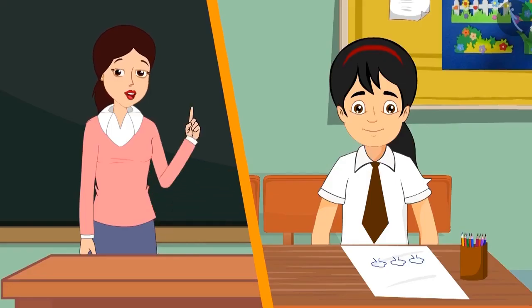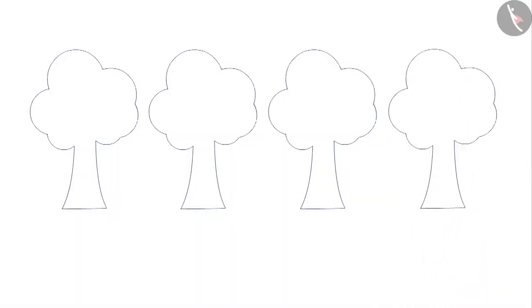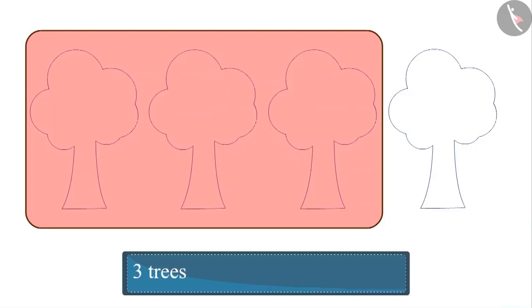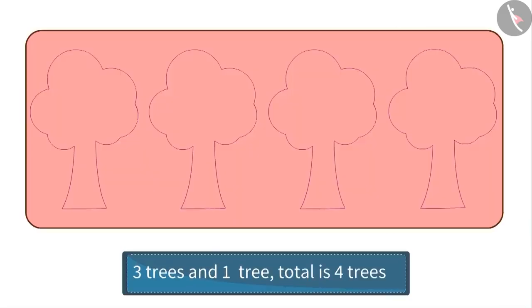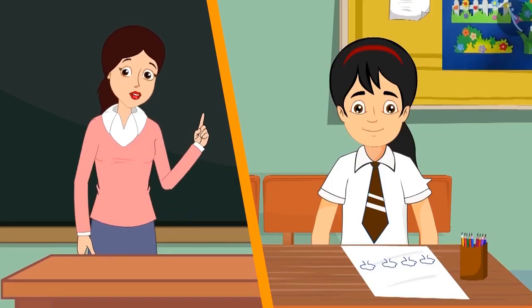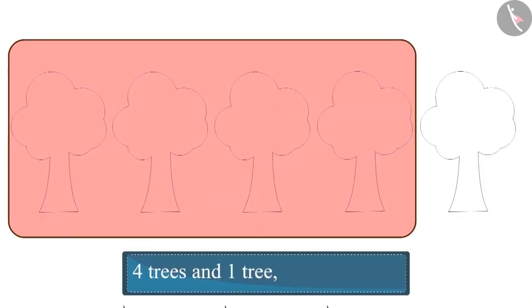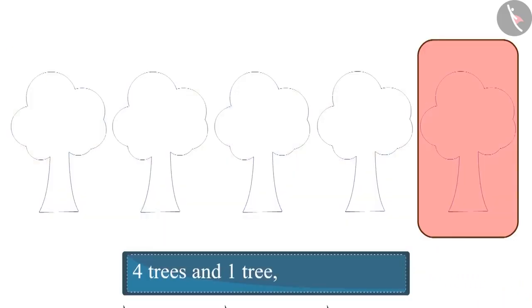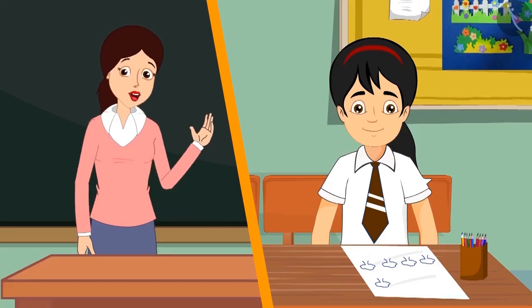Very good, Pinky. Okay, suppose I draw one more tree along with these 3 trees, how many trees will be there in total? 3 trees and one more tree. So in total there are 4 trees. Very good, Pinky. Okay, if I make one more tree along with these 4 trees, then how many trees will be there? 4 trees and one more tree. Then in total there are 5 trees. Very good, Pinky. Come on, now complete your drawing.